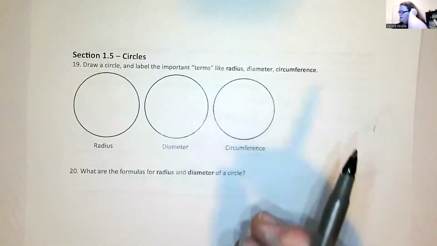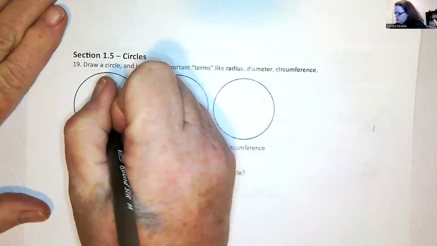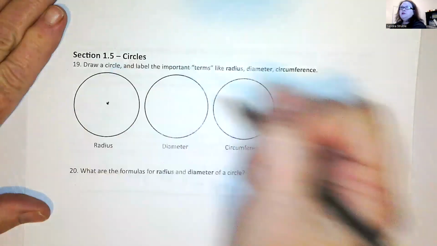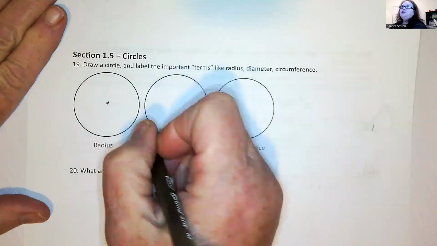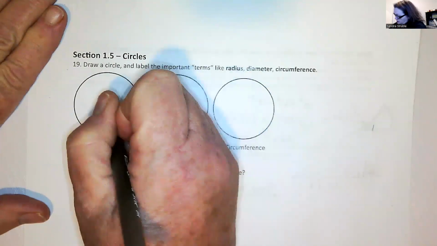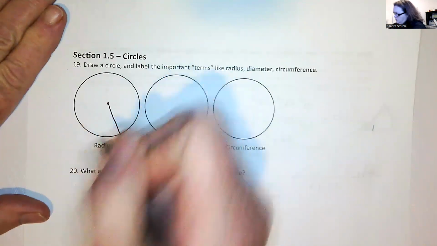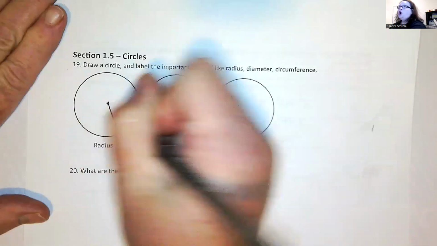All right, so it says draw a circle, it's already drawn, and label the important terms like radius, diameter, and circumference. The radius is just from the center point in the circle to any point along the circle, because the circle is just made up of an infinite number of points. So it's to any point on the circle, okay? And that's the radius, labeled as R.